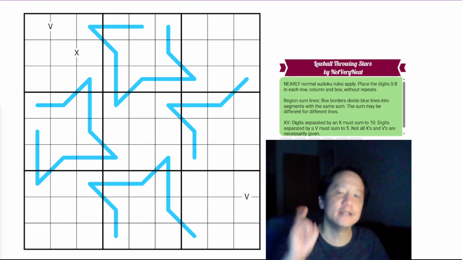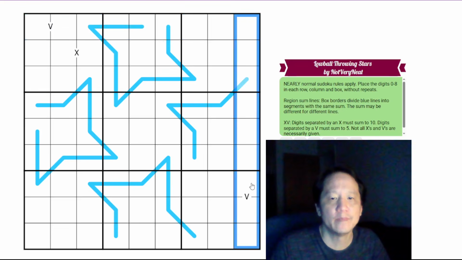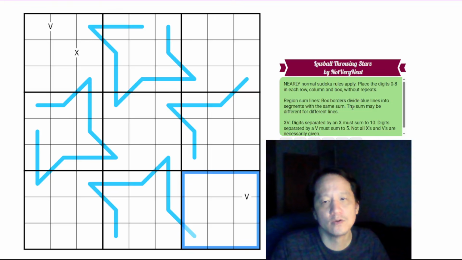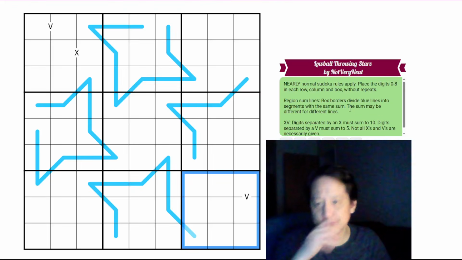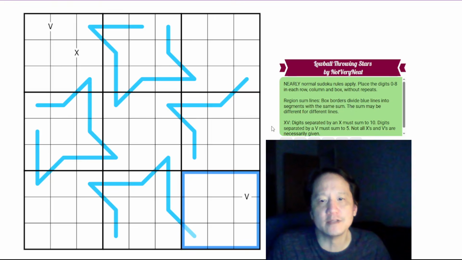Nearly normal Sudoku rules apply, which means place the digits 0 through 8 in each row, column, and box without repeats. So it's not normal Sudoku with 1 through 9, but nearly normal Sudoku with 0 through 8. We have region sum lines, where box borders divide blue lines into segments with the same sum. The sum may be different for different lines.